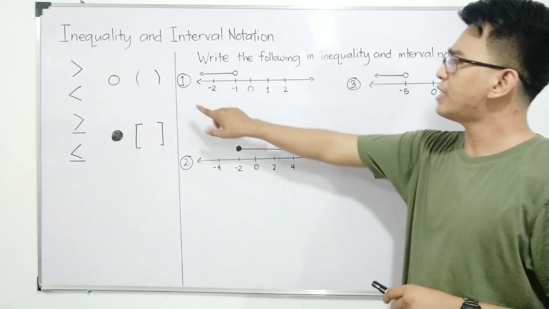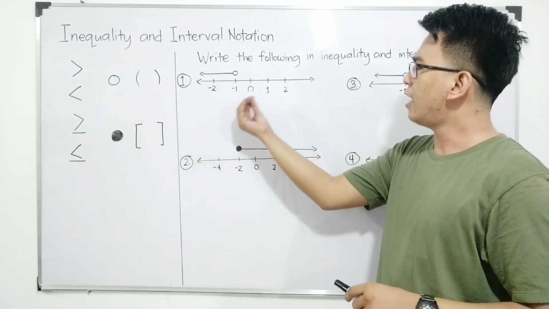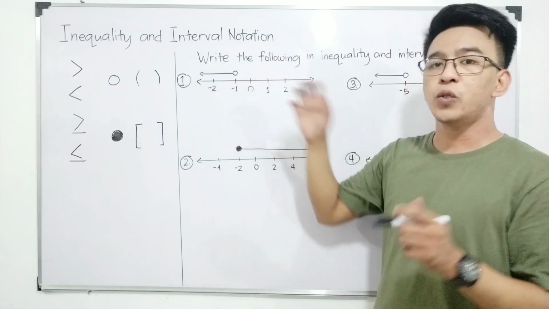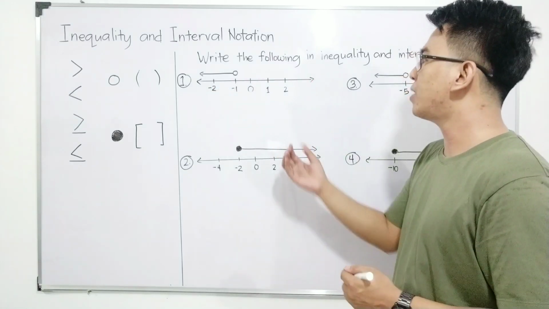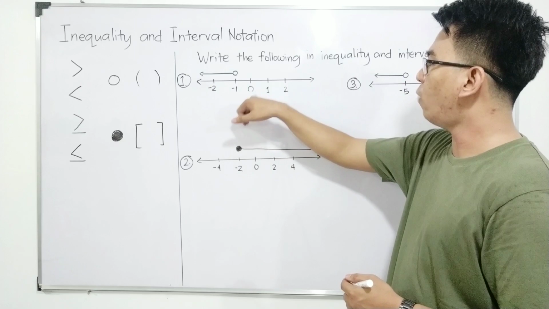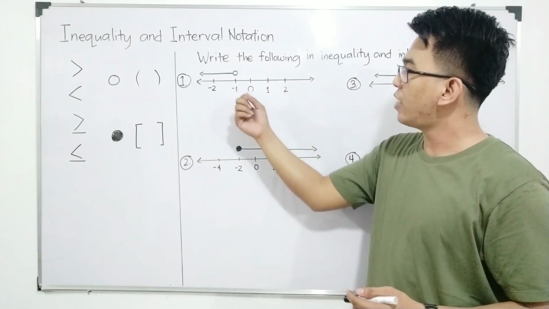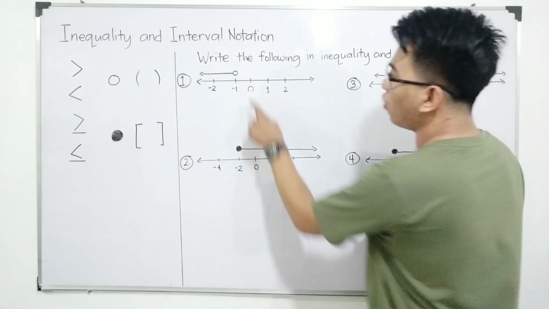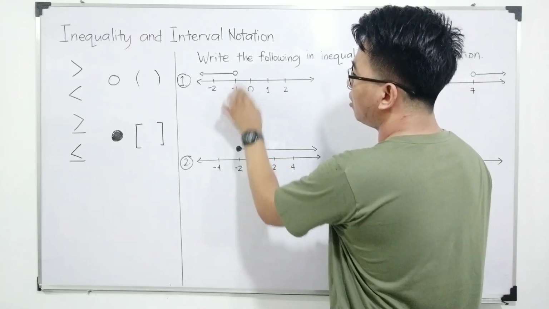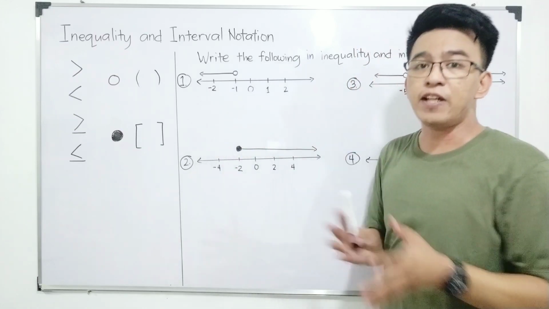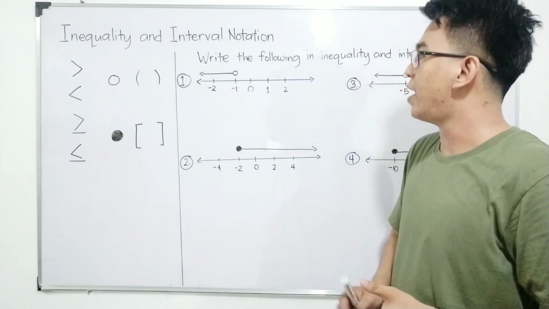So, let's have number 1. As you can see, ang numbers natin dito ay 0, 1, 2, negative 1, negative 2. To interpret this, guys, hindi kasama sa solution natin yung 1, 2, and 0 at yung iba pang numbers, at lalo-lalo na yung negative 1. Kasi kapag naka-open circle to, ibig sabihin, the number or the critical value here is not included for the different solutions of our linear inequality.